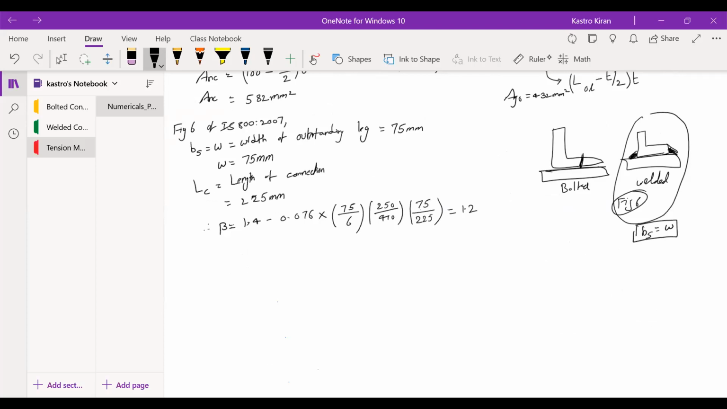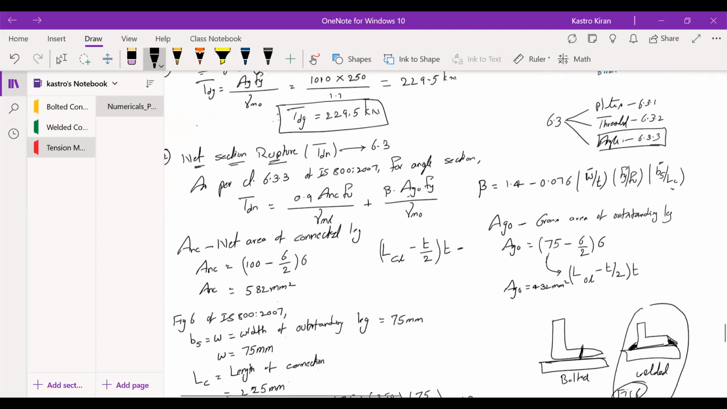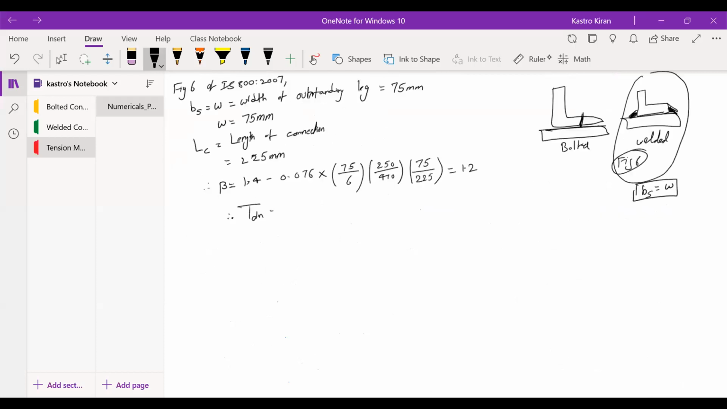Now substitute all the values of beta, ANC and AG naught in TDN. If you substitute, the TDN value is obtained as 306.3 kilonewtons. So please make the calculations and then arrive at this answer. You'll be getting this answer once you substitute all the values.